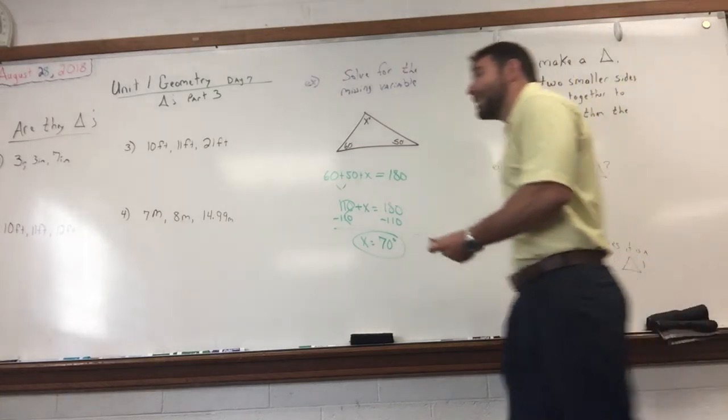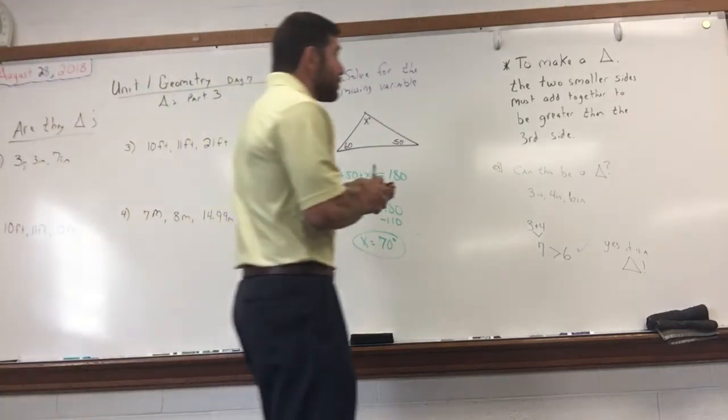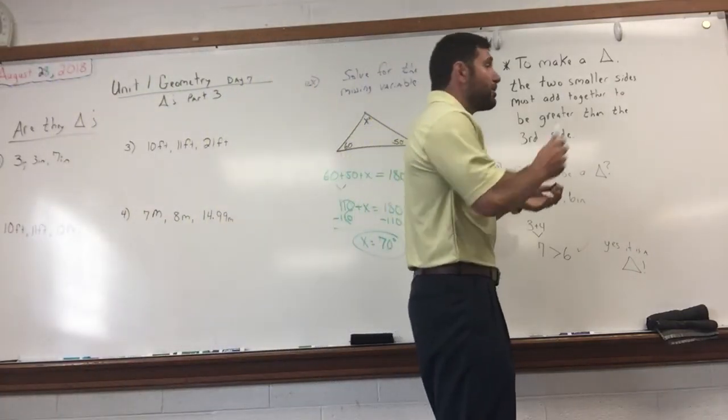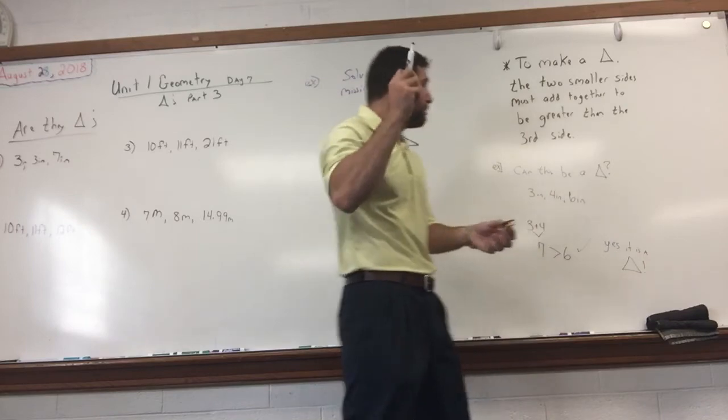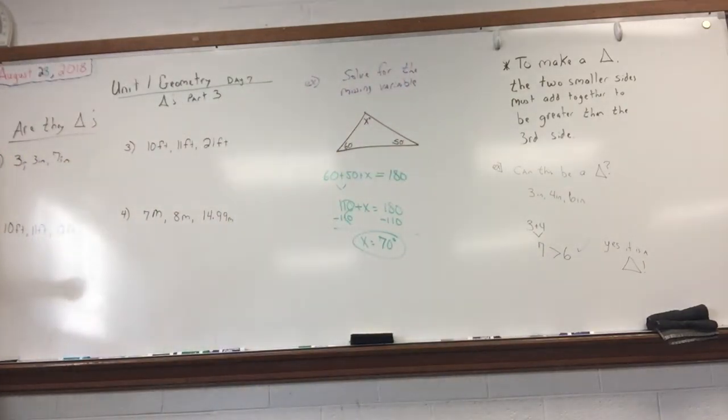Folks, you're doing great. So again, I said this is super important. To make a triangle, the two smaller sides must add together to be greater than the third. So, when I say, show me an inequality, you're going to have to add the two smaller sides. 3 plus 3 gives me 6. Is 6 greater than 7? Is that true? No, so not a triangle.